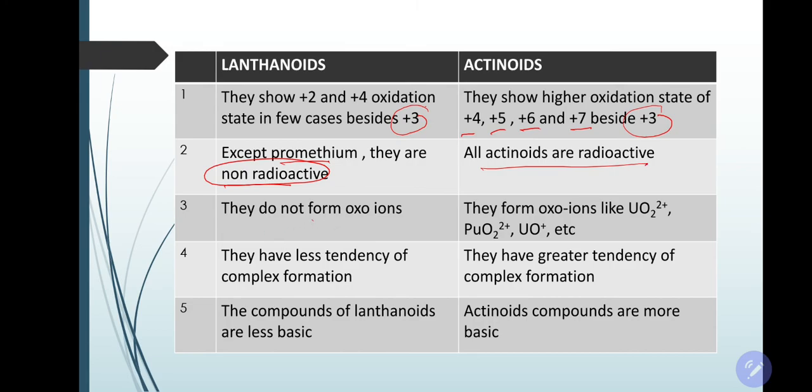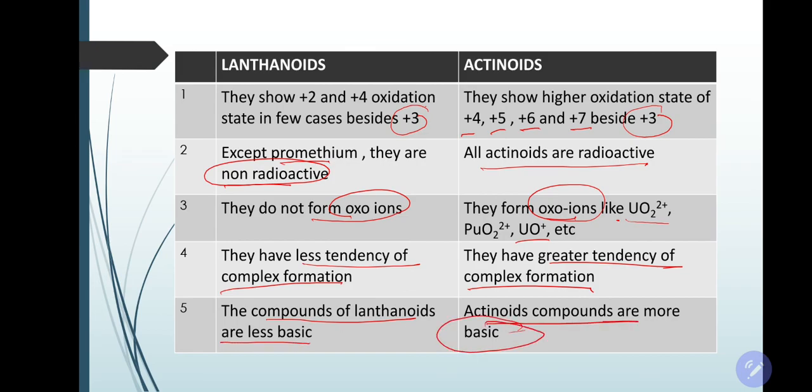Lanthanides do not form oxo ions, whereas actinides form oxo ions like UO2+, PuO2 2+, UO2+, etc. Lanthanides have less tendency to form complex ions, whereas actinides have greater tendency to form complex ions, okay. The compounds of lanthanides are less basic, whereas the compounds of actinides are more basic.